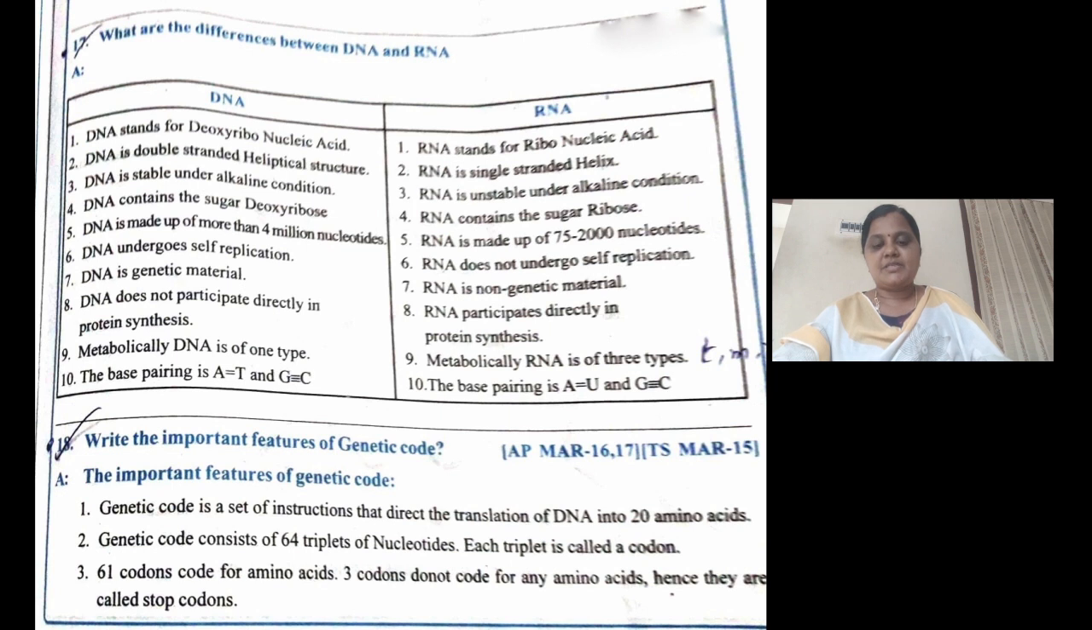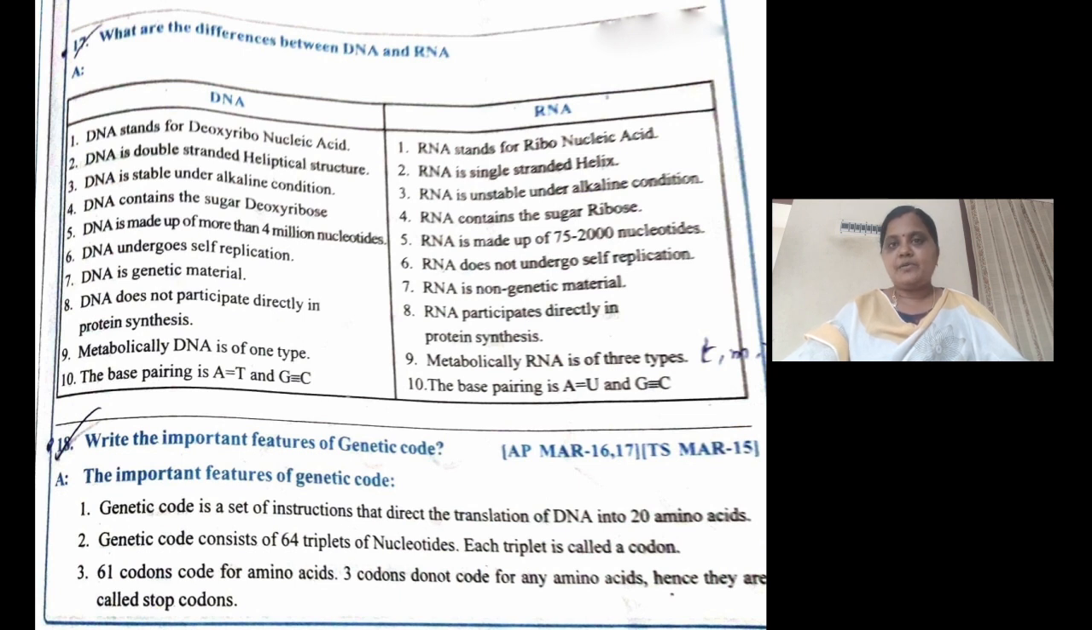And my next question is: what are the important features of the genetic code? The genetic code is a set of instructions that direct the translation of DNA into 20 amino acids. Once again I will repeat the point: the genetic code is a set of instructions that direct the translation of DNA into 20 amino acids.